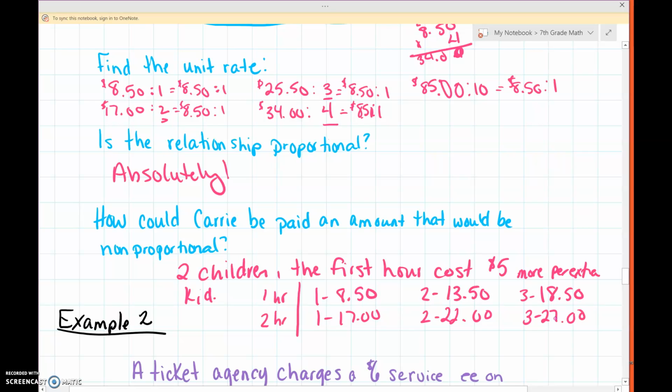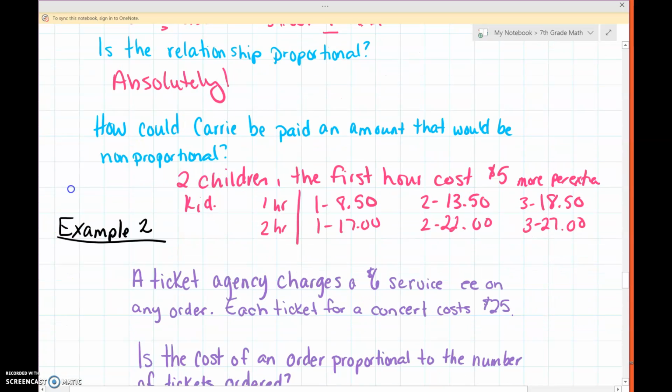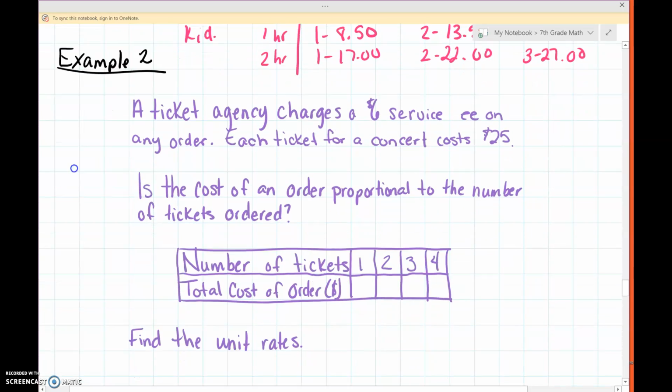Those ratios aren't going to be the same. It's different. If we ever have to add something extra, chances are it is a non-proportional relationship.